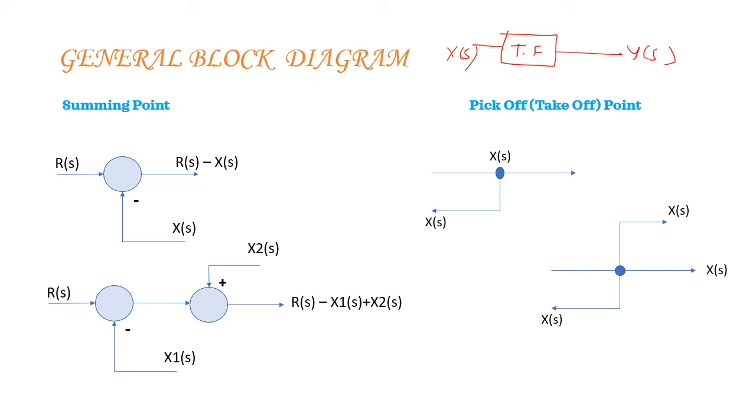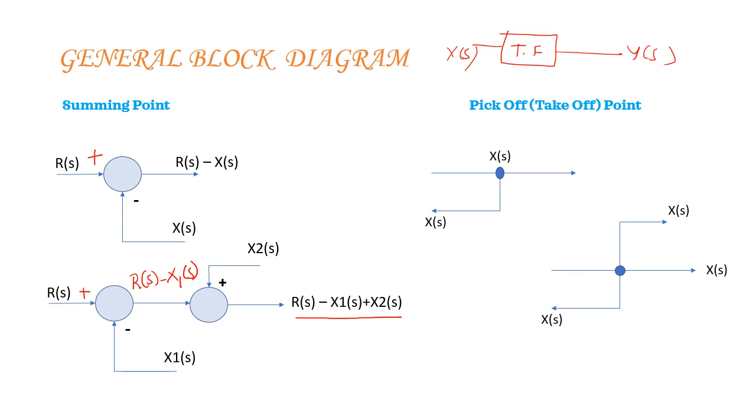So here you can observe the summing point. I have given 2 diagrams over here. The signals are being added algebraically. The sign of R of S is not specified, but I have told you that by default it is to be treated as a positive sign. So if we treat it as positive here, then the signal which is taken out here is R of S minus X of S. Similarly in the second diagram, the default sign is plus. The signal over here is R of S minus X1 of S, to which X2 of S gets added. So the entire signal becomes R of S minus X1 of S plus X2 of S. So this is about the summing point, where signals are added algebraically.